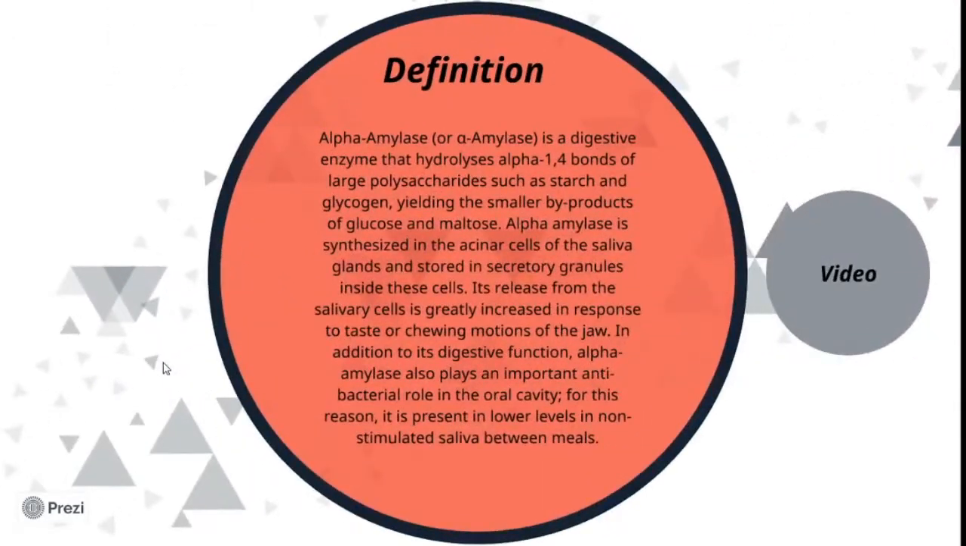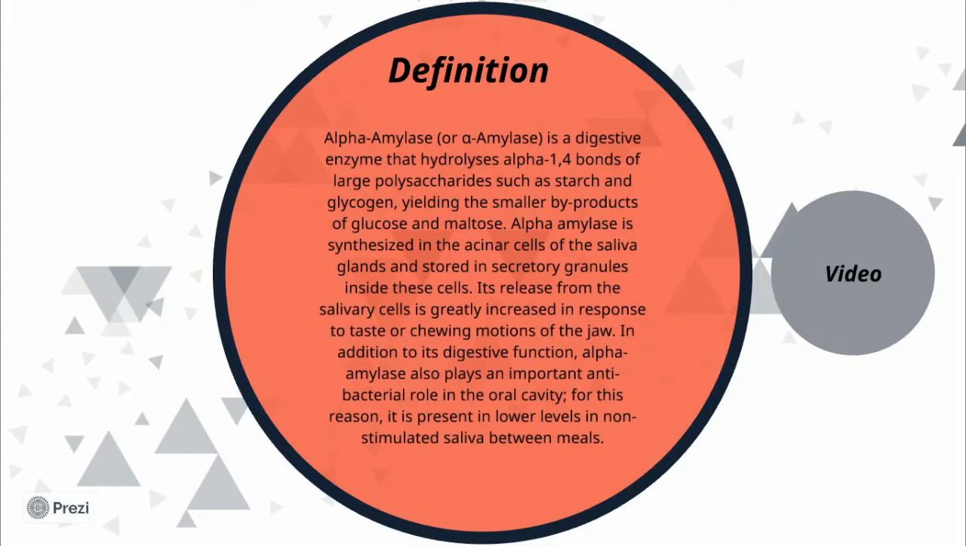Definitions: alpha-amylase is a digestive enzyme that hydrolyzes alpha-1,4 bonds of large polysaccharides, such as starch and glycogen, yielding the smaller byproducts of glucose and maltose.